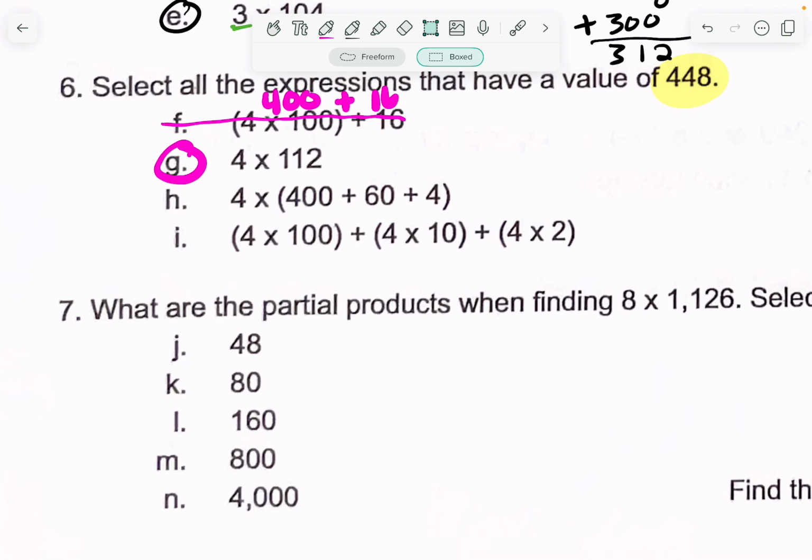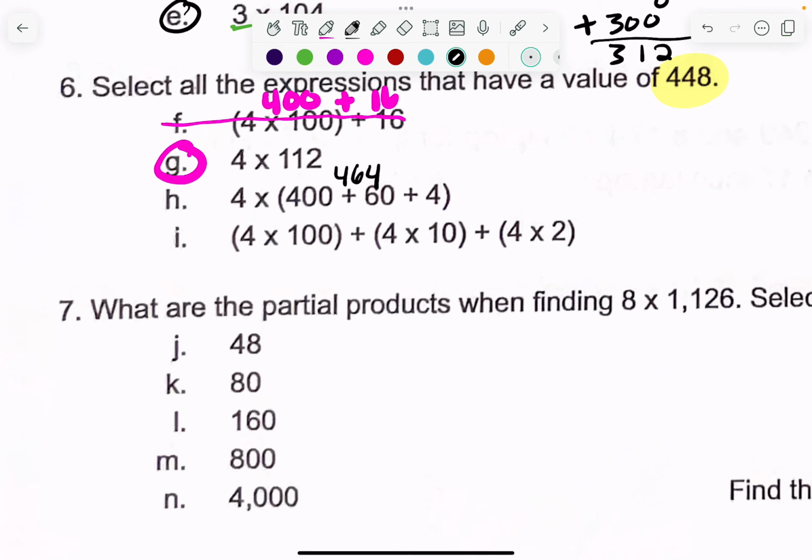Okay, I'm going to try my next one. This one looks a little tricky, so I'm gonna do what's in the parentheses first to help my brain out. So I see the 400 plus 60 plus 4. If you need to, stack them and add. But I know I'm not adding anything new in my place value. So 464. I already know that they're asking me to do 4 times 464.